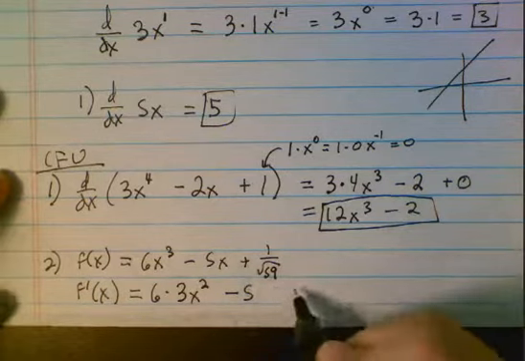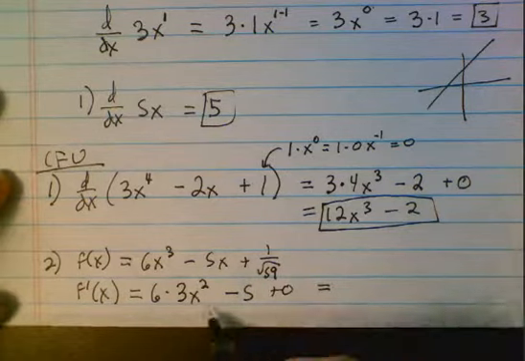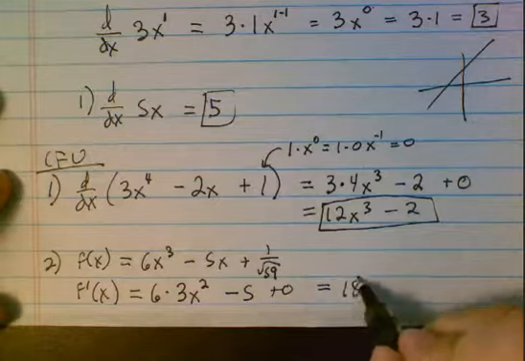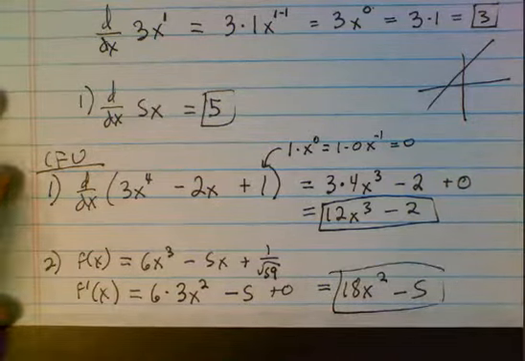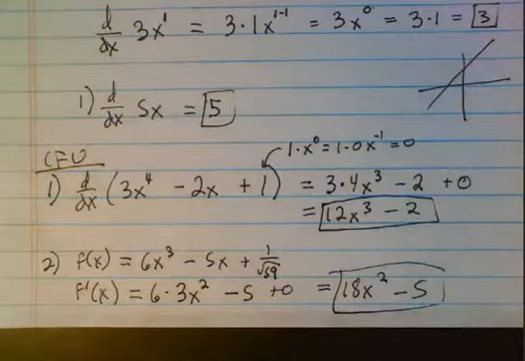In any case, when we simplify all this, we're going to get 18x squared minus 5. That concludes the notes.